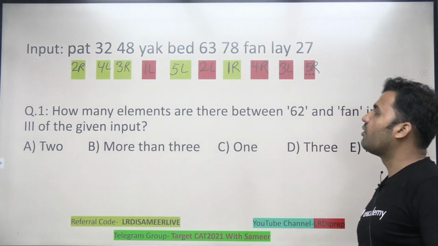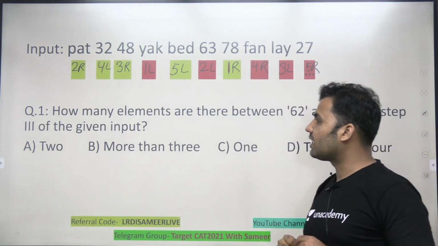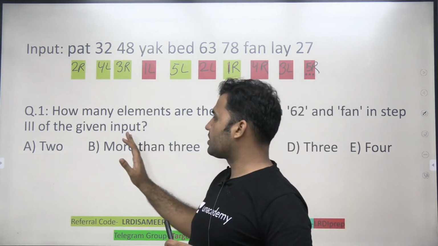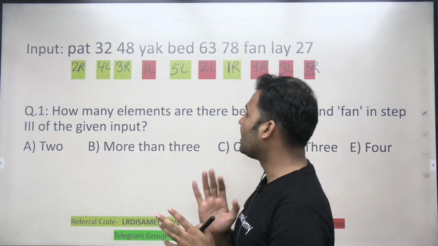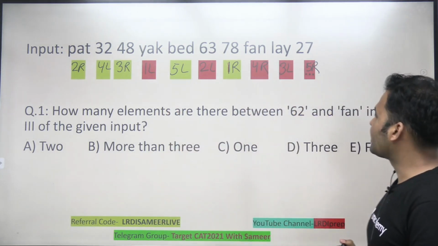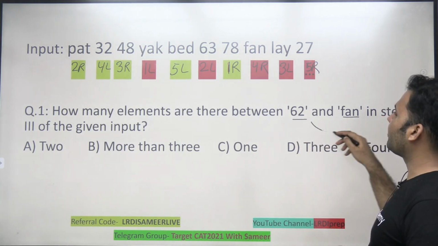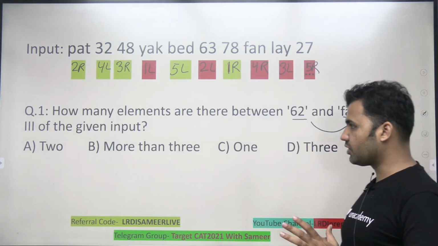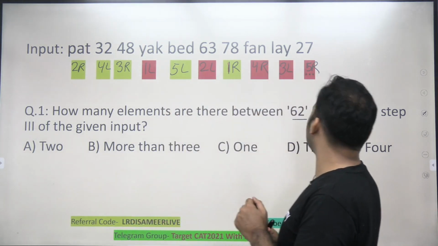Once you have ranked all these elements, you can answer the questions using the ranking method. You don't need to write down every step to answer the question. Now the question is asking how many elements are there between 62 and F in step 3 of the given input. I'm supposed to answer what the elements between 62 and F are in step 3.